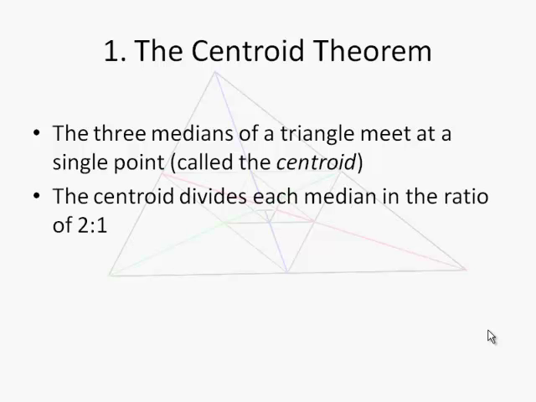The other part of the centroid theorem is that the centroid divides each median in the ratio of 2 to 1, which also looks visually clear. Look at the green, red, and blue medians. It looks like that little triangle in the middle divides them into the ratio 2 to 1. But appearances can be deceiving. We need a mathematical proof. So let's go ahead with a proof.